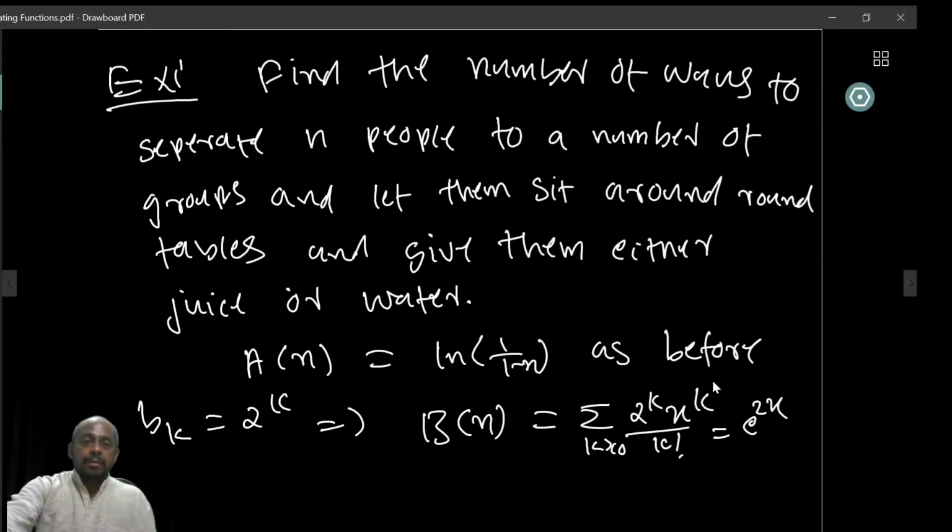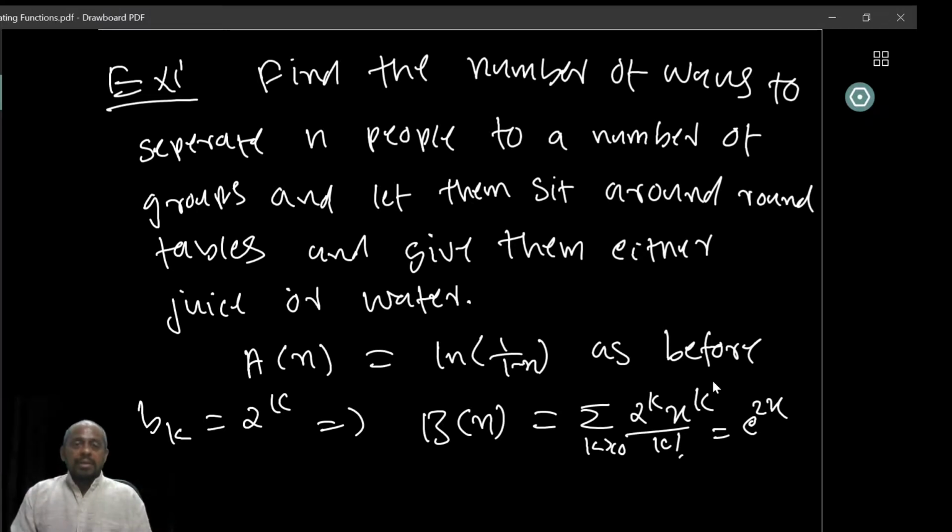Okay, another example. Find the number of ways to separate n people into a number of groups, and let them sit around round tables, and give them either juice or, let's say, water. So we want to find the number of ways to separate n people into a number of groups, and then ask them to sit around tables, and give them either juice or water.